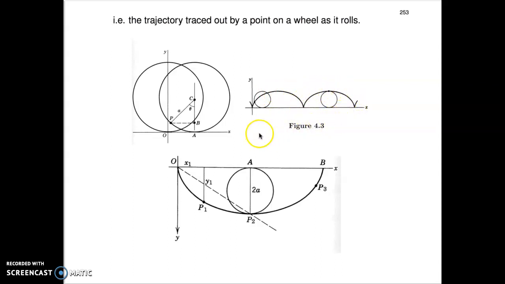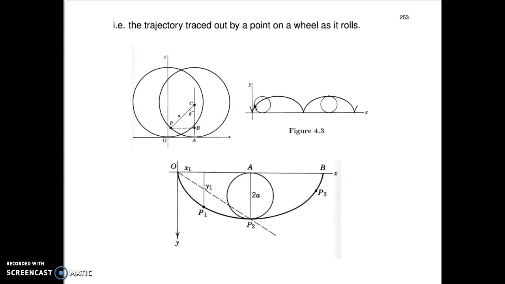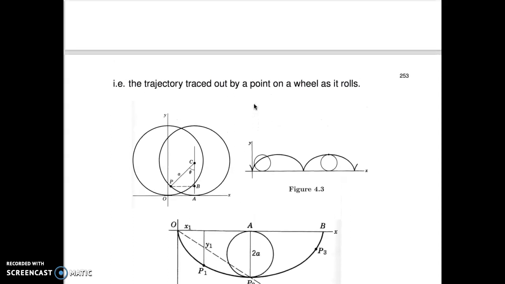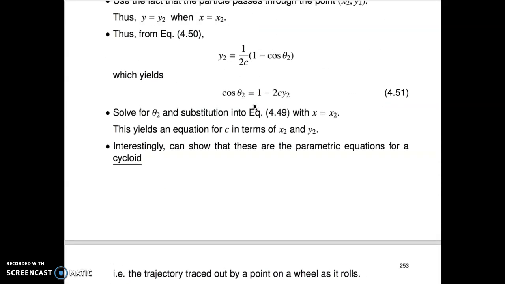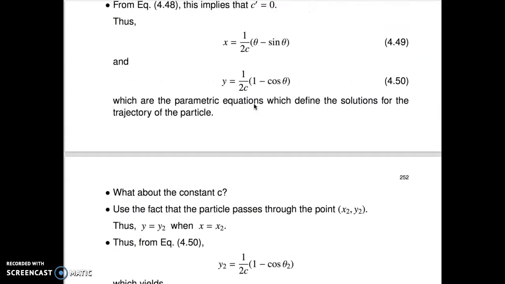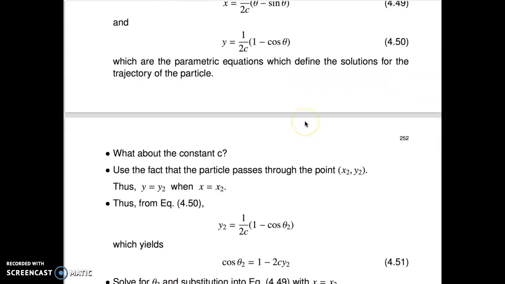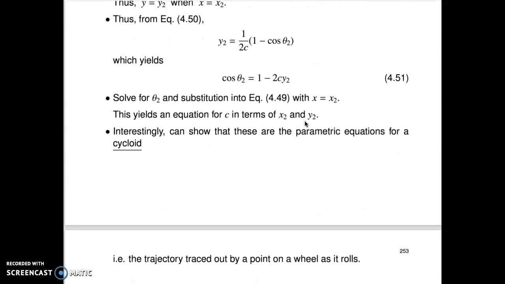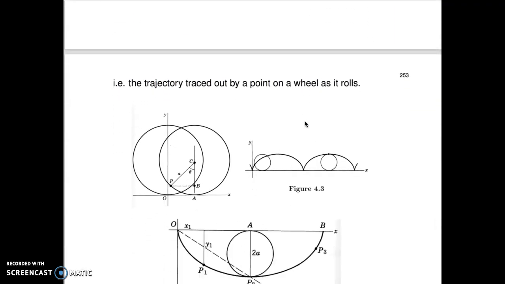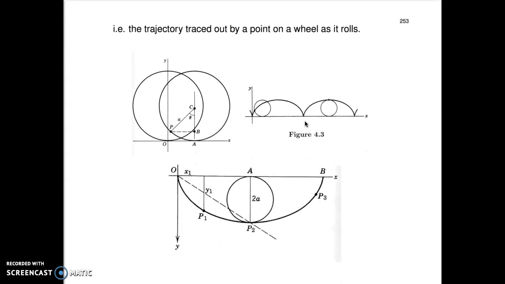That is a cycloid. Okay? It is a function with the same shape, the same equation describing it as these parametric equations 449 and 450. Okay? That's just an extra little interesting bit of information. Now you may think, well, wait a minute.